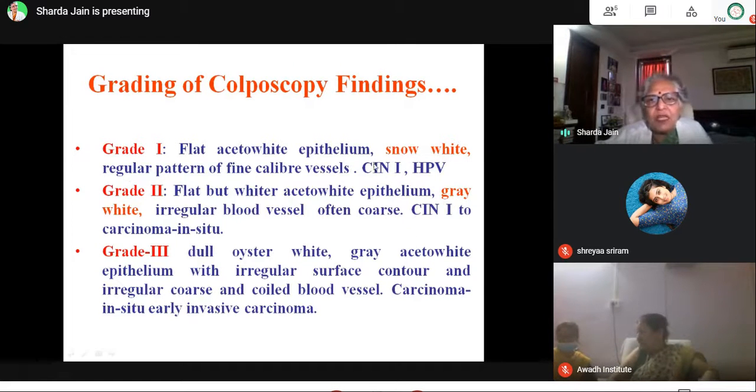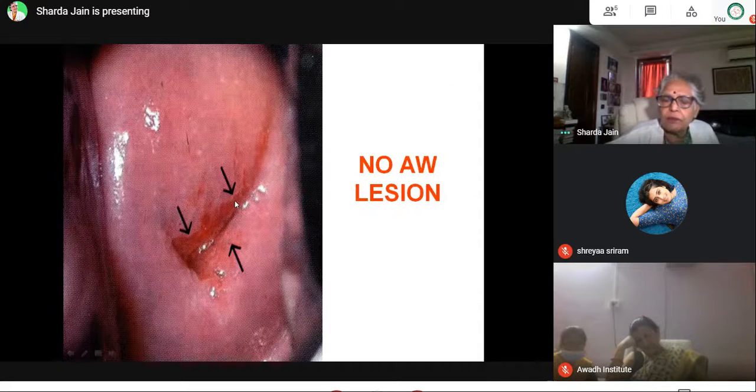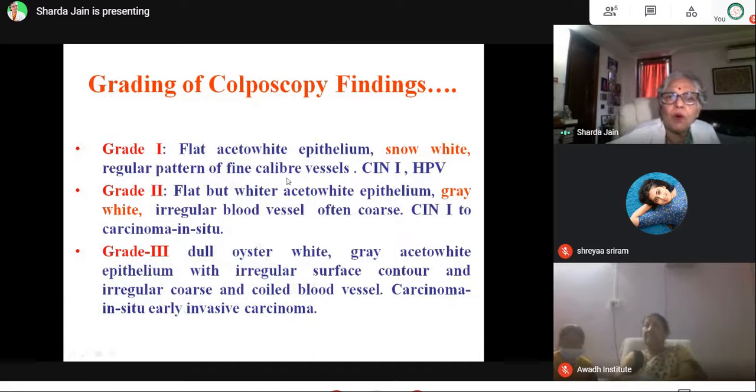Grade 1 is like a snowstorm appearance, so it is called snow white, and usually on histopathology this will be CIN1, and invariably HPV will also be positive. Sometimes HPV in Indian labs may not be positive, but that does not mean the patient does not have HPV. Grade 2 is flat, whiter than snow white, a gray white. Irregular vascular pattern may be there, and the diagnosis can vary from CIN1 to carcinoma in situ.